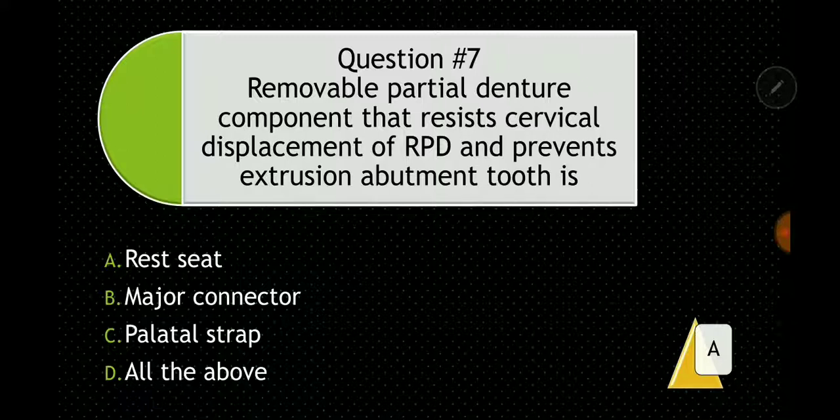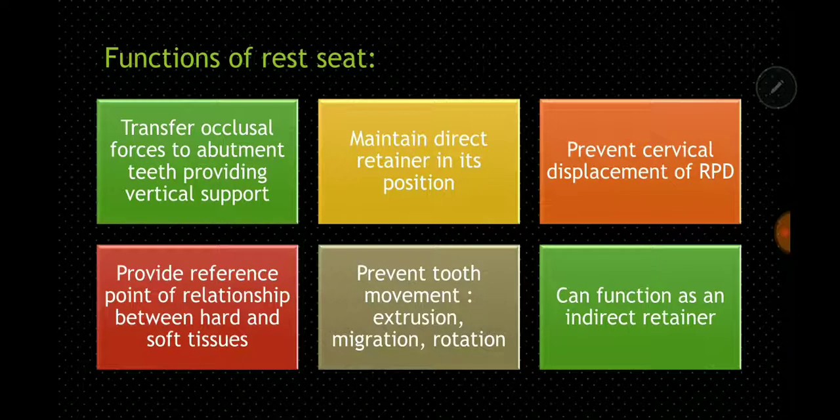So a rest seat prevents extrusion of the abutment tooth. All right. So let's review the function of a rest seat. So what are the functions of the rest seat? Okay, so the rest seat transfers occlusal forces to abutment teeth, providing vertical support. And also, it maintains the direct retainer in its position. So a rest seat is an indirect retainer. Okay, it helps to maintain a direct retainer in position. And it prevents cervical dislodgement of an RPD.